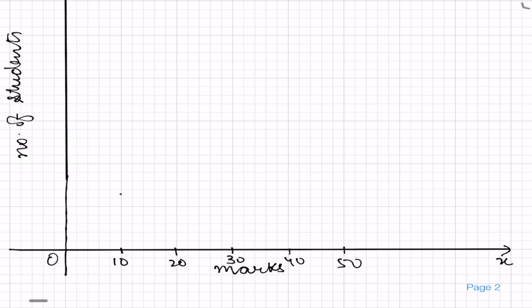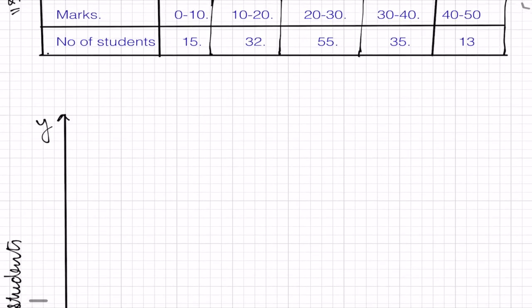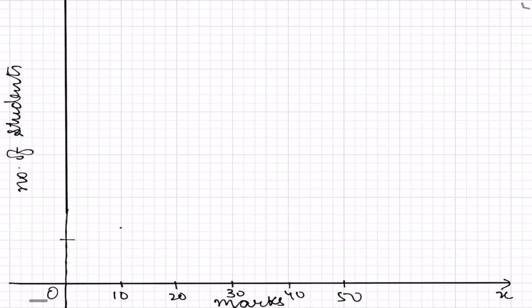Okay. Now we will see the number of students. Here the maximum number of students is 55. Number of students, you have to plot on the y-axis. So either take a gap of 5 or 10. It's all your choice. Okay, so I am taking a gap of 10: 10, 20, 30, 40, 50, and this is 60.